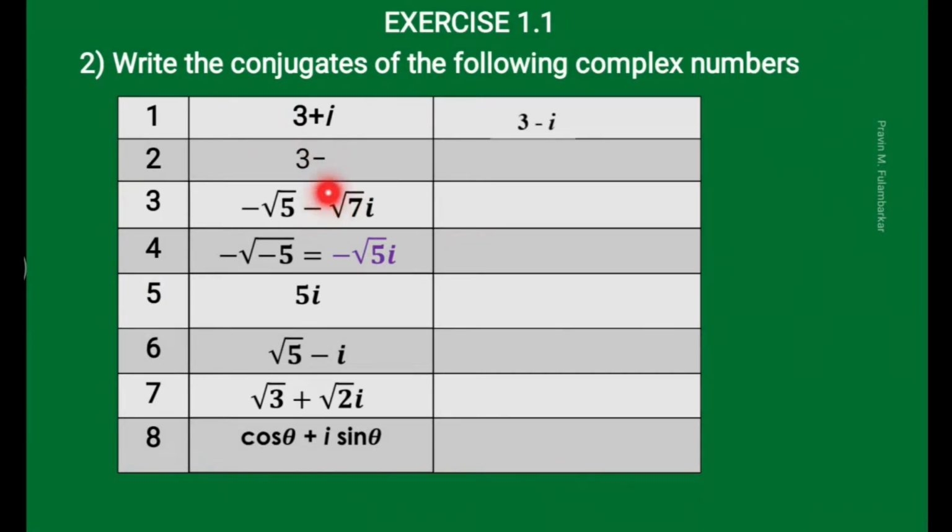What will be the conjugate of 3 minus? That means here minus sign is given for. We have to write 3 minus 0i. So we have to write here its conjugate as 3 plus 0i.